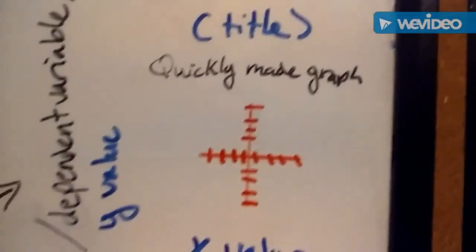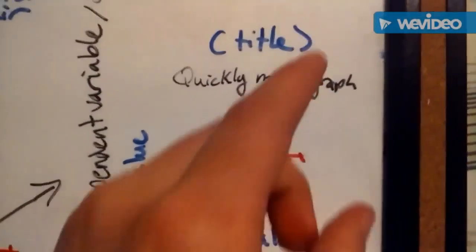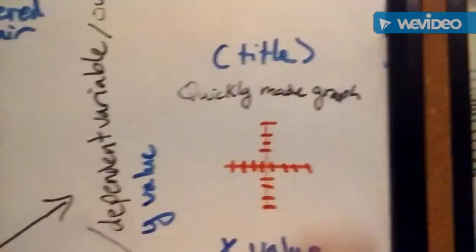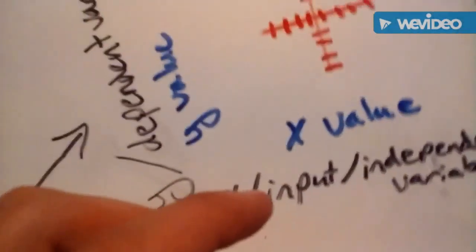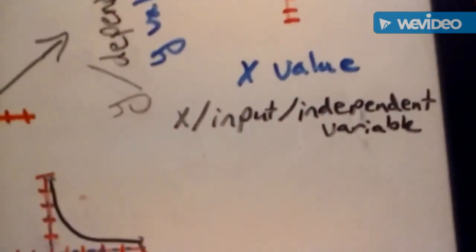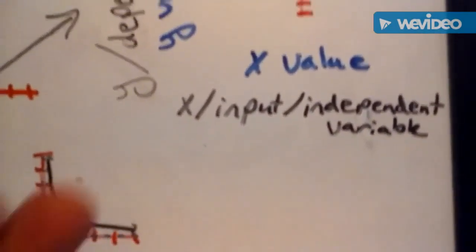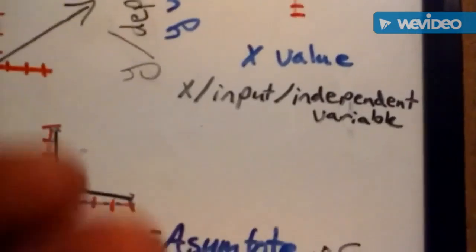This is what a graph should look like. At the top would be a title. On the left should be the y value, what the y value is equal to, and on the bottom is what the x value is equal to. The x value is often called x, or input, or independent variable, while y is often called y, dependent variable, or output.